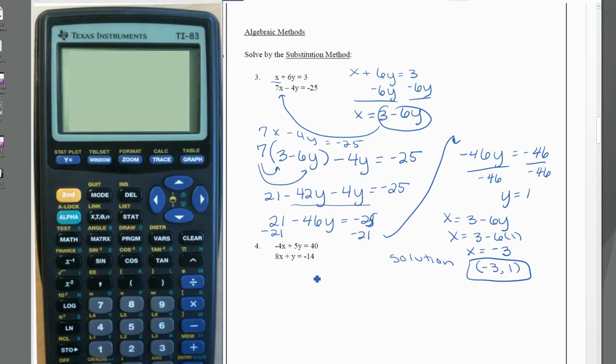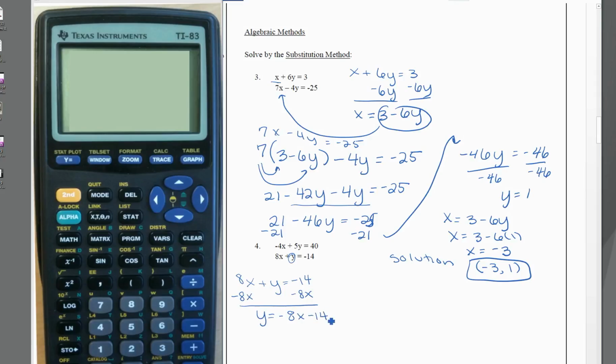Okay, in this next system we have negative 4x plus 5y equals 40, and 8x plus y equals negative 14. Now, there was nothing that said we had to solve for x in the previous one. And here we have a y that'll be pretty easy to solve for. So we're going to start with the second equation, 8x plus y equals negative 14, and solve for y. So we're going to subtract 8x from both sides, and we'll get y equals negative 8x minus 14.